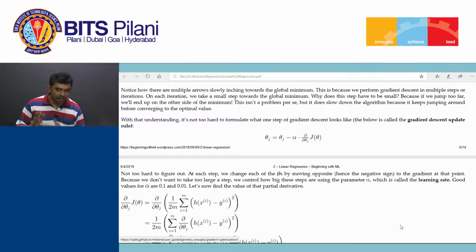Your particle may keep jumping around, but at least in this case it doesn't. So what exactly is gradient descent?